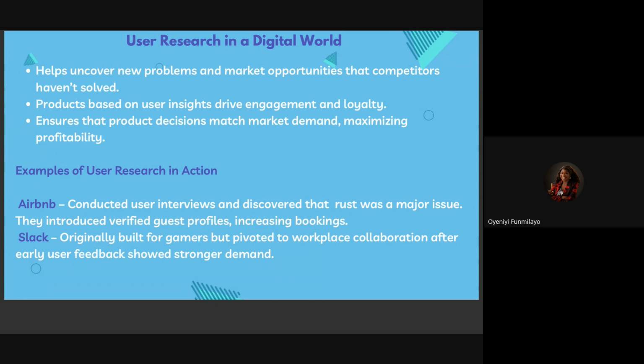And Slack too, originally built for gamers, but pivoted to workplace collaboration tools after early user feedback showed a stronger demand for workplace collaboration instead of gamers.